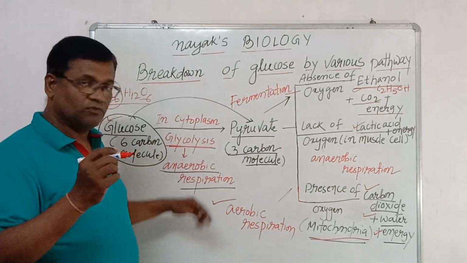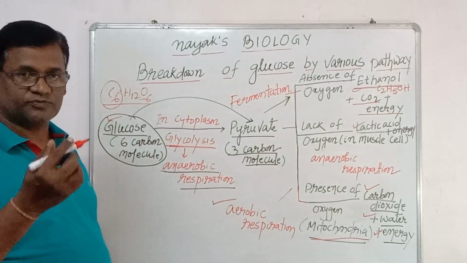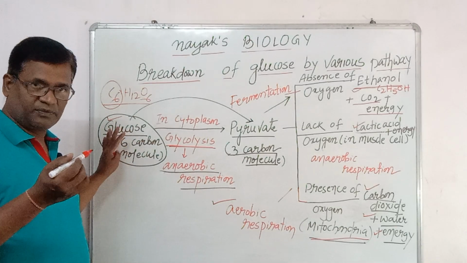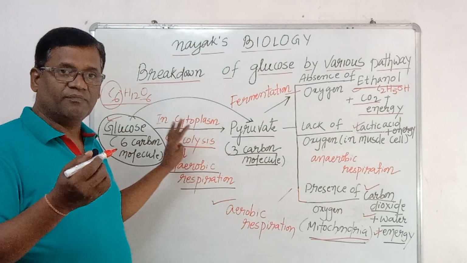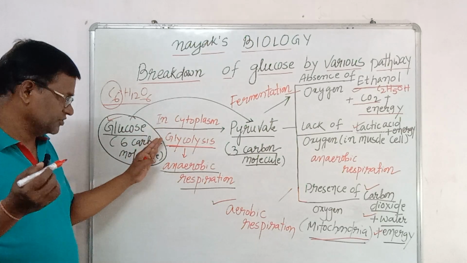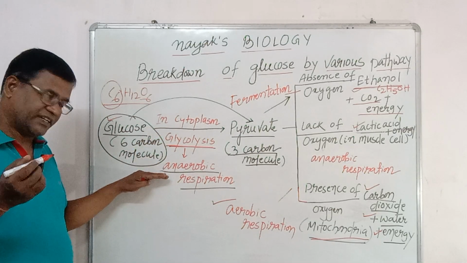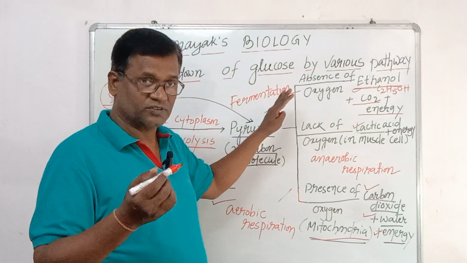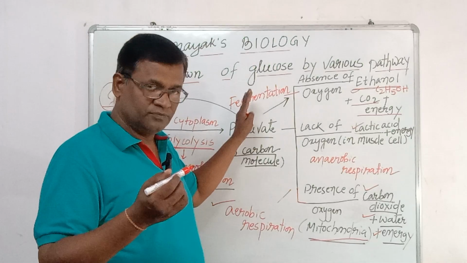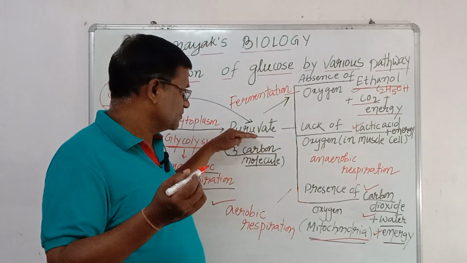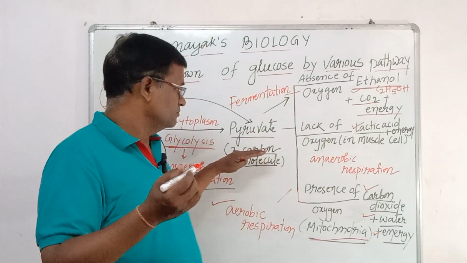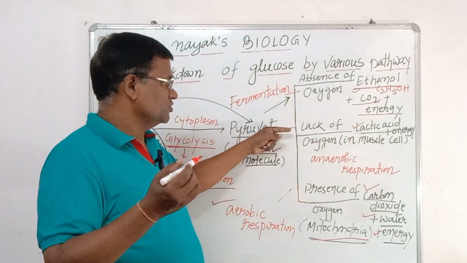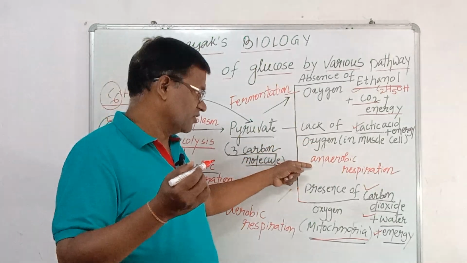Once again, I am recapitulating, to remind you what you read today. We read that glucose, which is a 6 carbon molecule, is converted into pyruvate by a process called glycolysis. Glycolysis is a type of anaerobic respiration. Then pyruvate is converted into ethanol in the absence of oxygen, which is called fermentation. Also, this pyruvate, a 3 carbon molecule, is converted into the 3 carbon molecule lactic acid, which occurs in the muscle cell, and is also anaerobic respiration.